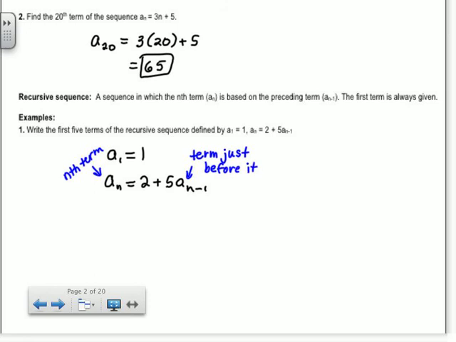Okay, so we were already given the first term, so let's go ahead and start with the second term. Let's find a2. a2 is 2 plus 5 times a sub, what subscript do I need? 1. Think about why that is. If I'm plugging in n is 2, in the second part I'm going to have 2 minus 1, so it's a sub 1. So my second term, a sub 2, is 2 plus 5 times a1, which was 1, so 2 plus 5, which is 7.